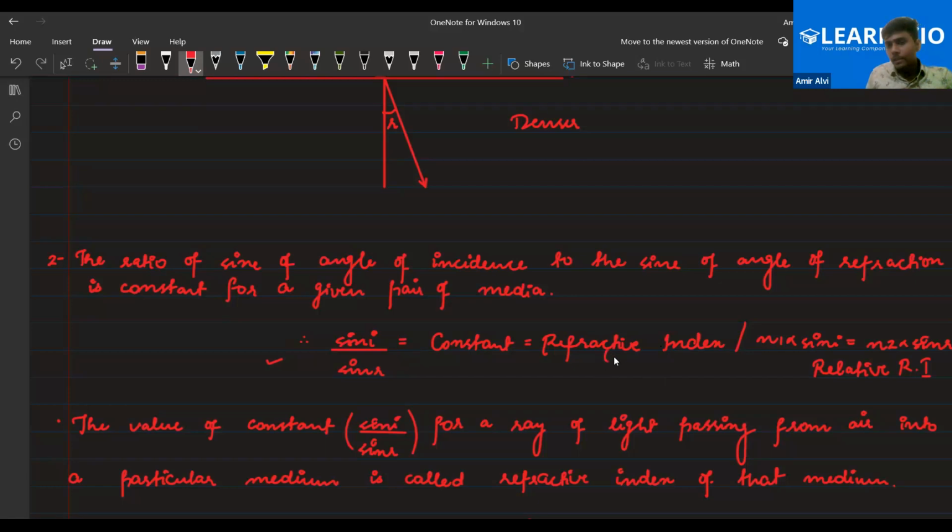So, or you can say, here I write N. N means refractive index of that medium with respect to air. And this one is for relative refractive index. When the mediums are not air, when one of the media is not air, this relationship can be used. Is this clear to all of you?